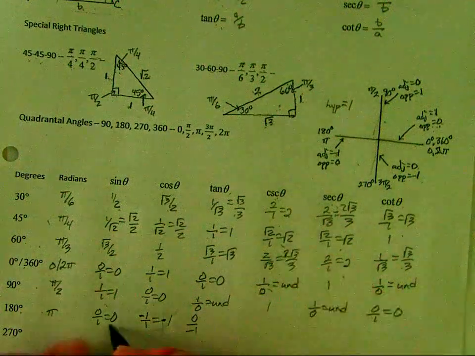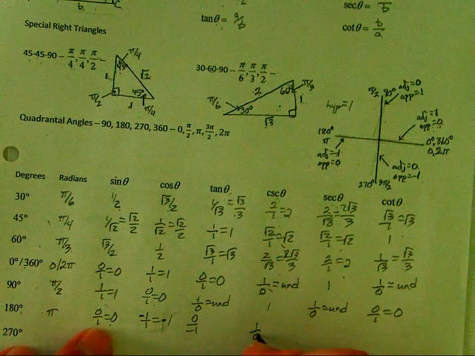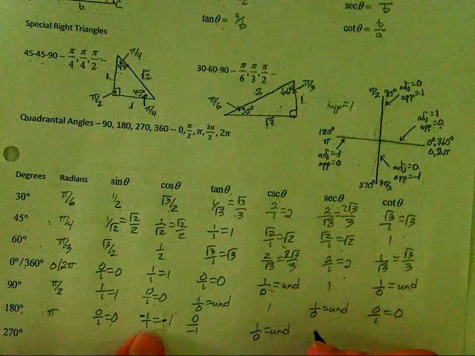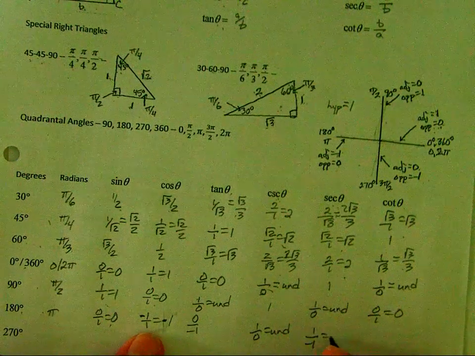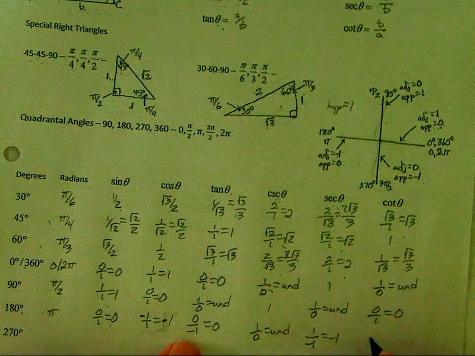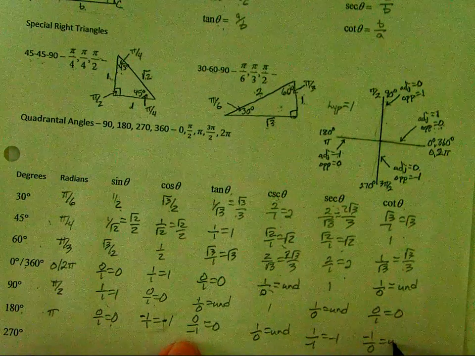So here, that's adjacent over hypotenuse, so that's negative 1 right there. Then cosecant is the reciprocal of sine, so that's 1 over 0, which is undefined. Secant is the reciprocal of cosine, so that's 1 over negative 1, which is negative 1. And cotangent, the reciprocal of tangent, which is negative 1 over 0, or undefined.